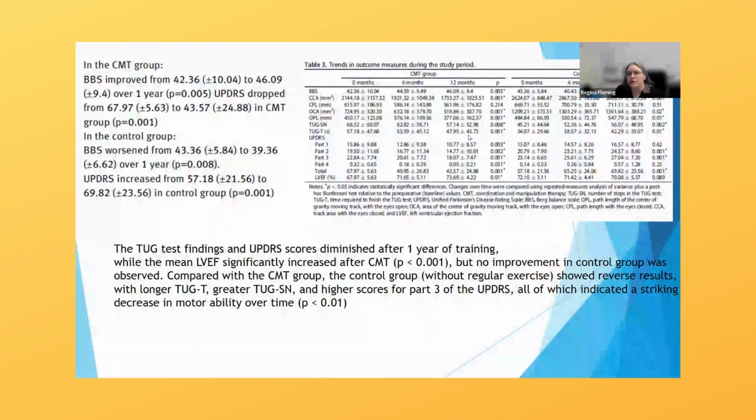The other thing to note here is that the control group actually got worse with their balance and with the TUG test and everything like that. They actually became much worse over time, whereas the CMT group, the exercise and manipulation group, actually became much better over time, as well as their ejection fraction. And that's why I liked this chart so much. If we look here at their ejection fraction, we can see how that improved over time. And then we can also see how it did not really improve over time for the control group.